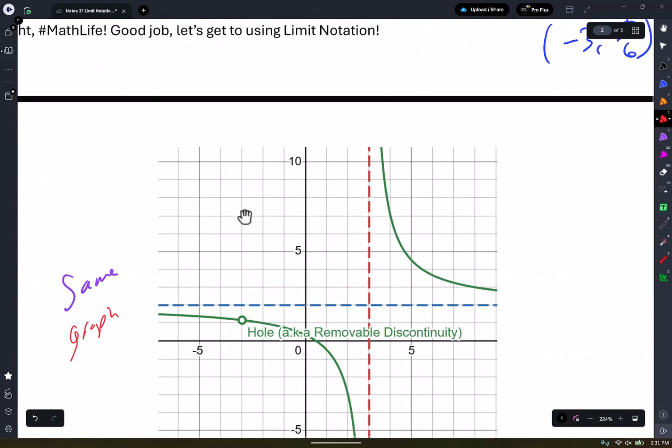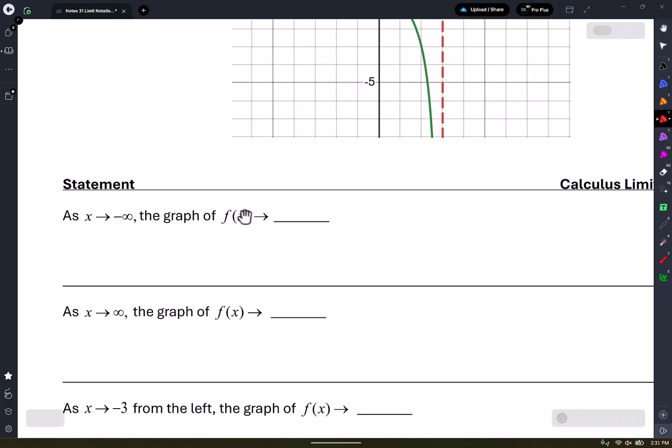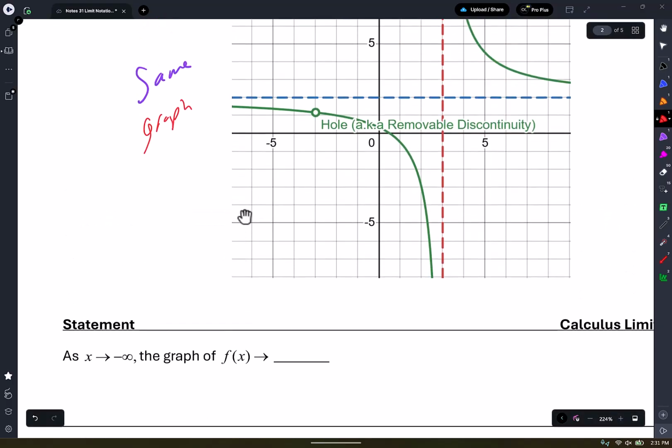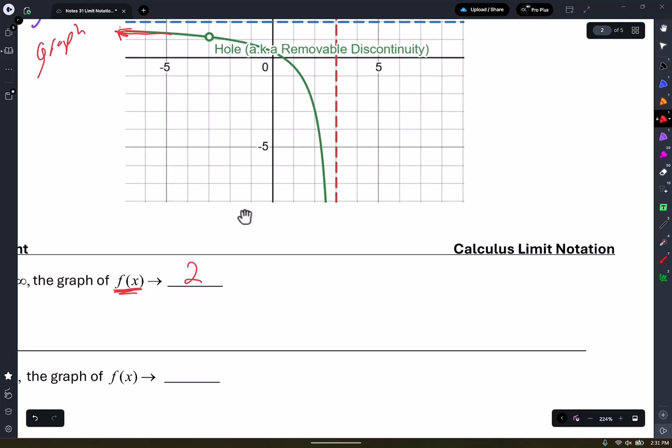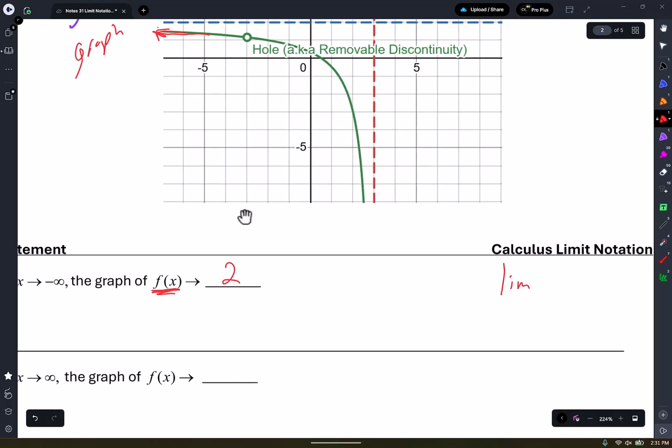Keep asking. All right. So this means as x approaches negative infinity, this is a y value. What is y approaching? We said it right now. 2. Put a 2 there. How does this look in limit notation? Like this. You write the word LIM. That's for limit. And then in the bottom of the word limit, you write x approaches negative infinity.